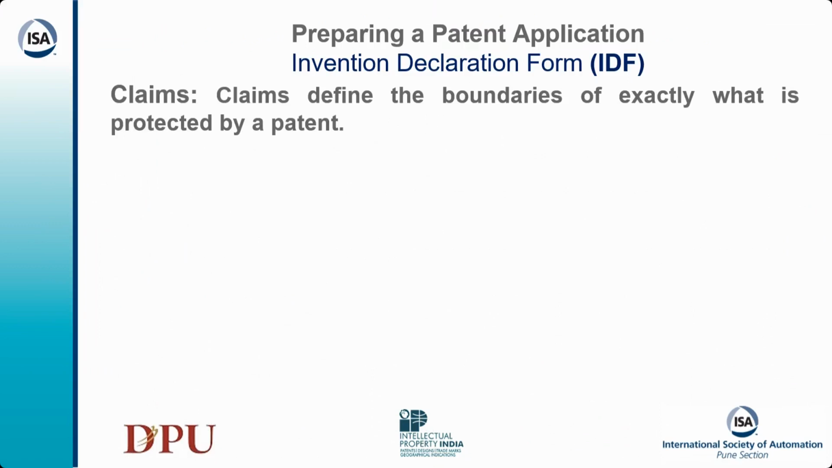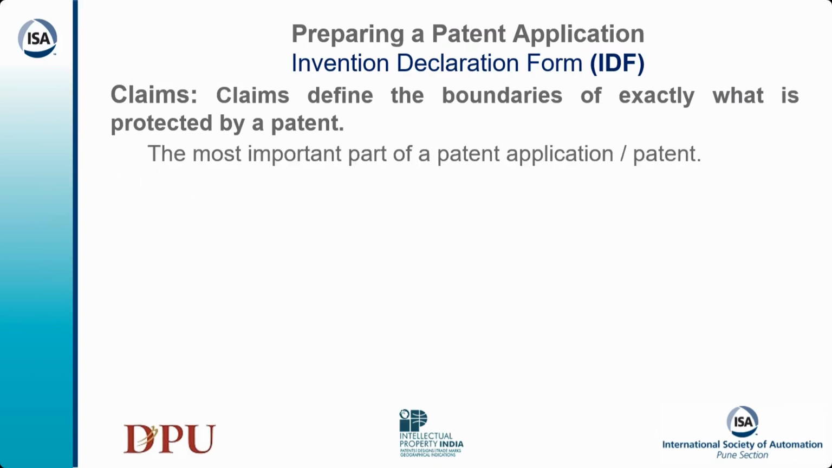Last but not the least, the most important thing, claims. What is basically a claim? A claim defines the boundaries of exactly what is protected by a patent. So claims are the boundaries of your invention, right? Whenever your patent is granted, it will be granted on the basis of the claims, right? That is why it defines the boundaries. Basically, one has to understand that the most important part of the patent application is the claims.